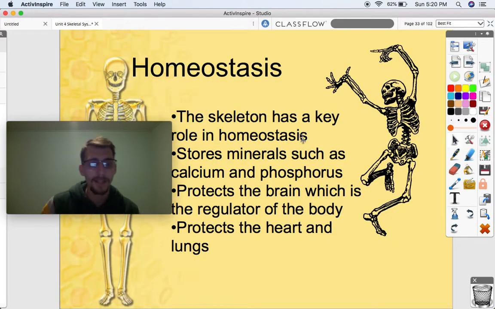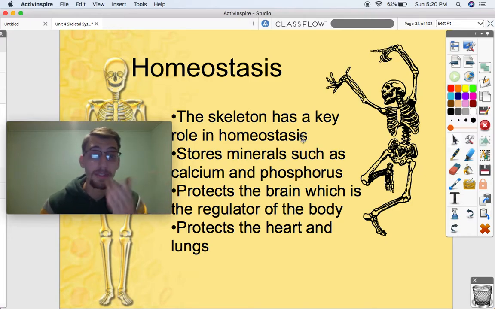So the last thing we're going to talk about in this video is how the skeletal system maintains homeostasis. It stores minerals such as calcium and phosphorus. Calcium and phosphate salts are a lot of what makes up the ground substance of that bone connective tissue. So it's not stored in cells, it's stored in the non-living tissue known as the ground substance outside of the cells.